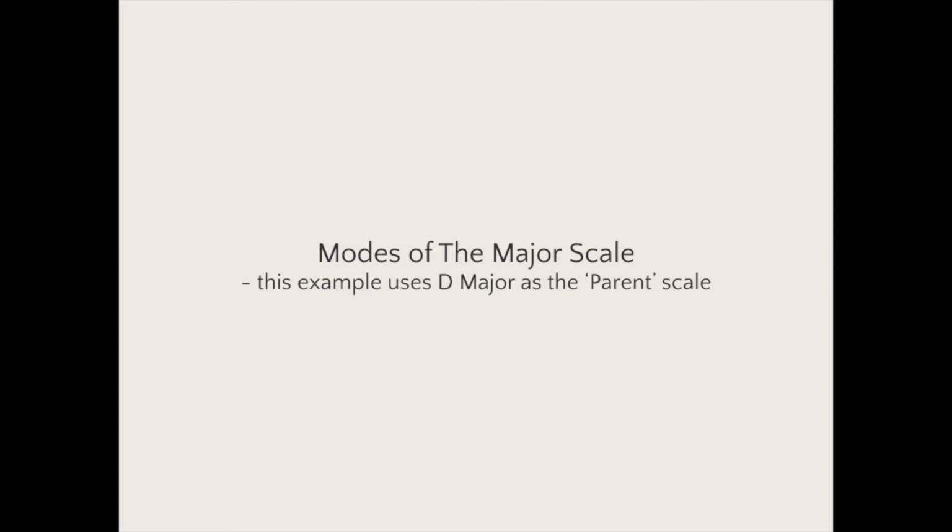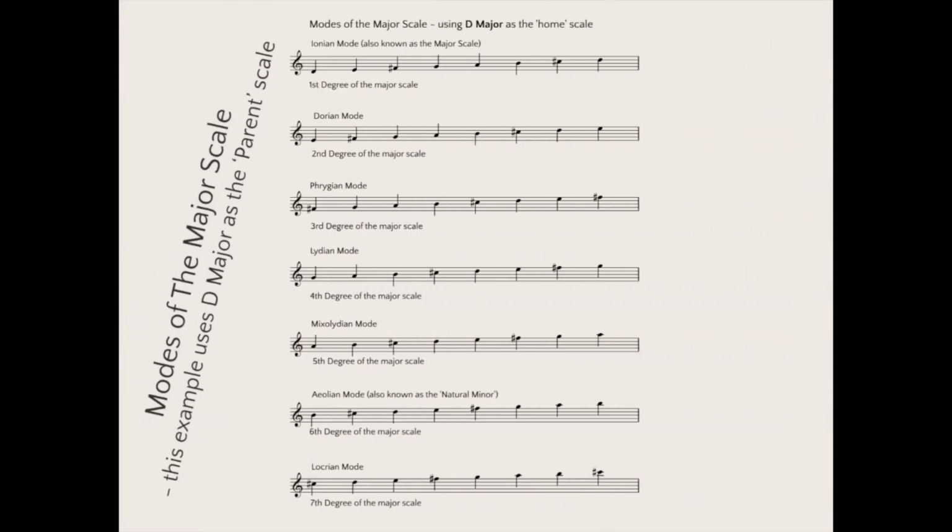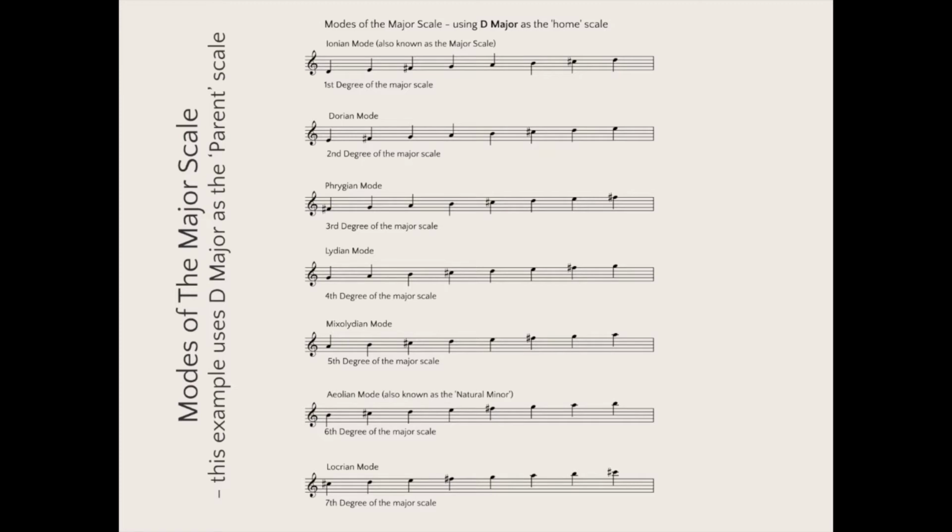Modes can take place in any of the keys. What's important to remember is that the parent scale is the major scale. So for example, we'll look at the whole thing again, but using D major as the parent scale. So the first degree of D major is the Ionian mode, which is also known as the major scale. And the second degree is the Dorian mode, which is the same as obviously any second degree of a major scale.